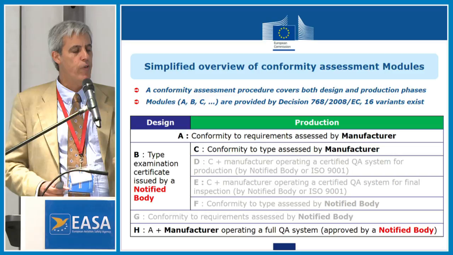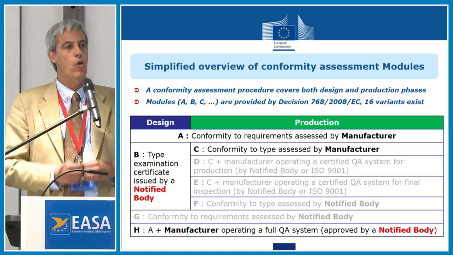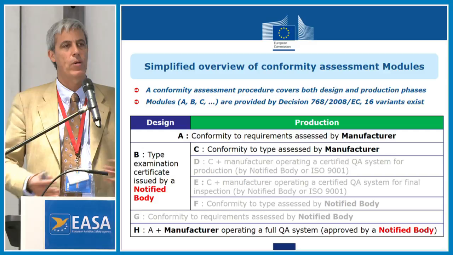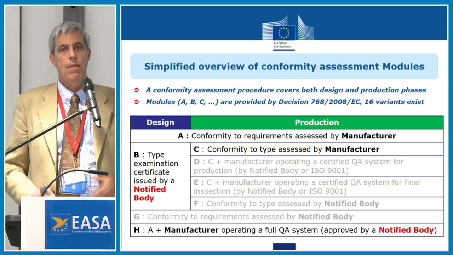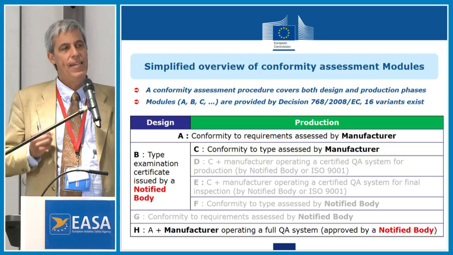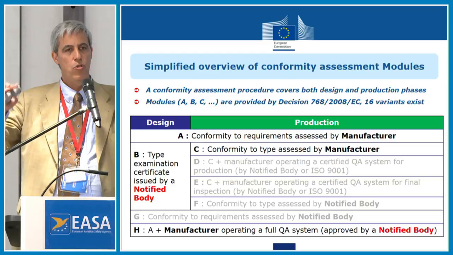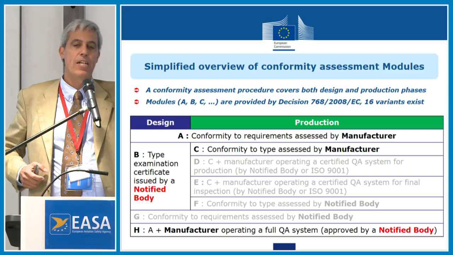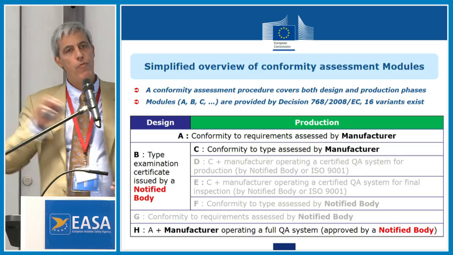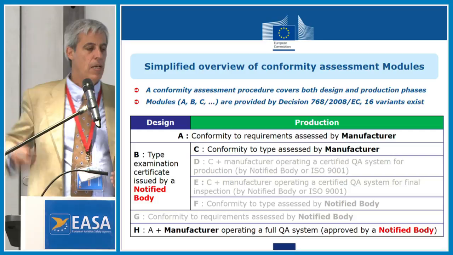The first one, module A, is a simple one, where the manufacturer can do a self-declaration, of course, based on a technical file and all the tests and whatever it needs to do to demonstrate the conformity. The last one is the same, but there we limit it to manufacturers which run a quality assurance system, an ISO 9001 for instance, which is approved by a notified body. And in between, we have a bit more complex one in two steps. First, a notified body declares the conformity of the design of the product with the requirements, and then the manufacturer ensures the conformity of the produced product with the design. So these are the three we have proposed now.